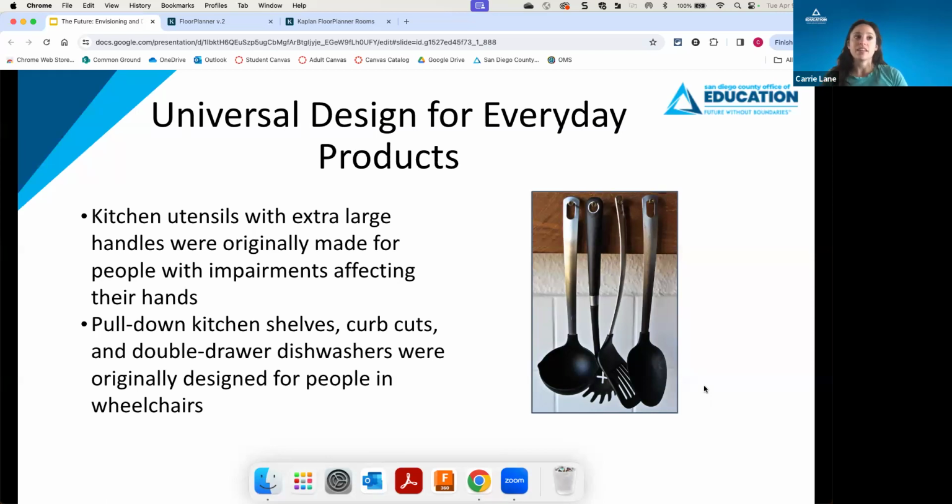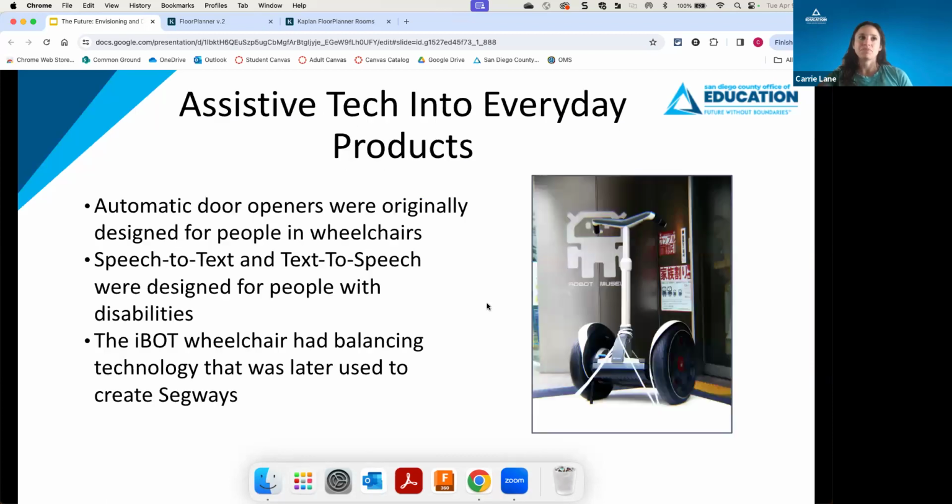Additionally, in the kitchen and also just some other things. We talked about curb cuts, but in the kitchen, shelves that are pull down and also double drawer dishwashers were made for people with wheelchairs. But a lot of times as people are designing their kitchens, they opt to use those because really they are more kind of flexible and easy to maneuver. And then this one's kind of fun. A lot of people don't know this, but the Segways that we are currently using all the time, some of those scooters and Segways, were actually the technology of an iBot wheelchair with the balancing technology, but they were too expensive to be utilized in the wheelchair, and so they were turned into Segway devices.